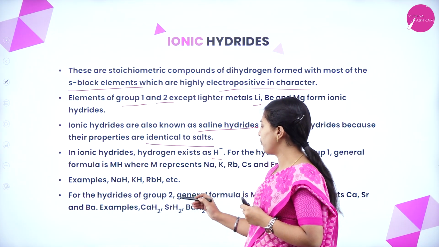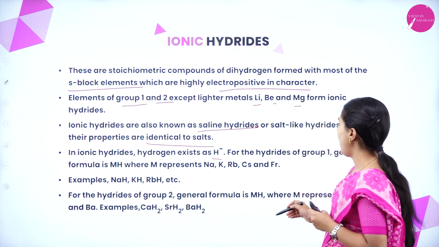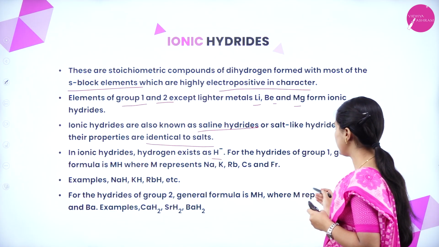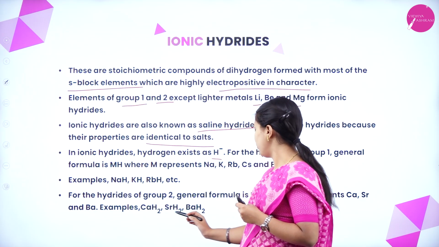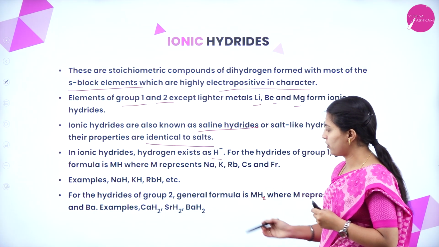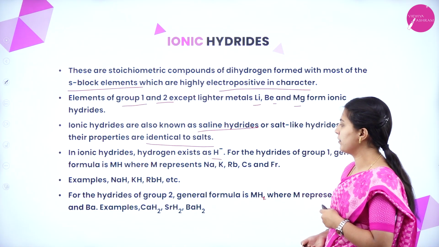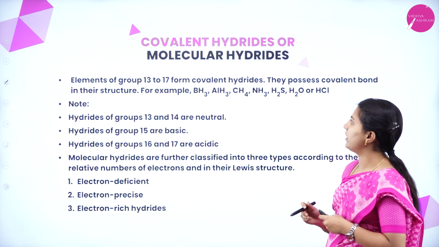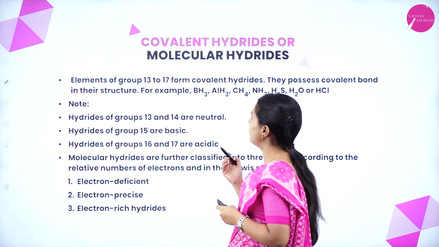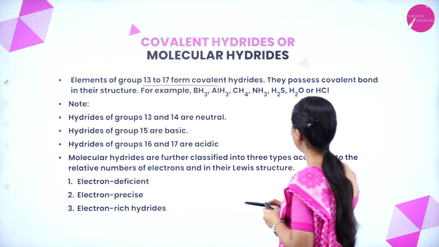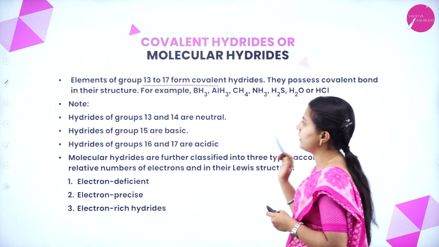For the hydrides of group 2, the general formula is MH2, where M represents calcium, strontium and barium. Example CaH2, that is calcium hydride, strontium hydride and barium hydride. Next are covalent hydrides or molecular hydrides. Elements of group 13 to 17 form covalent hydrides. They possess covalent bonds in their structure.